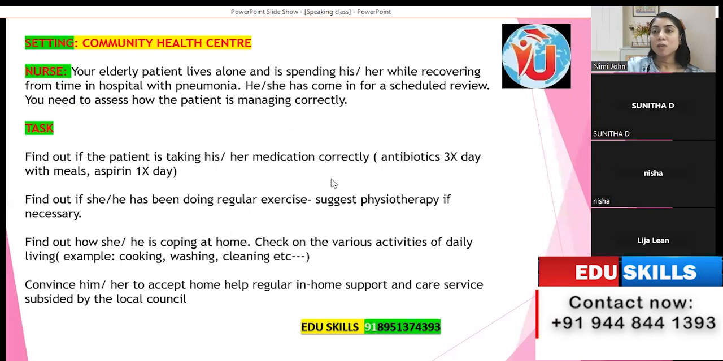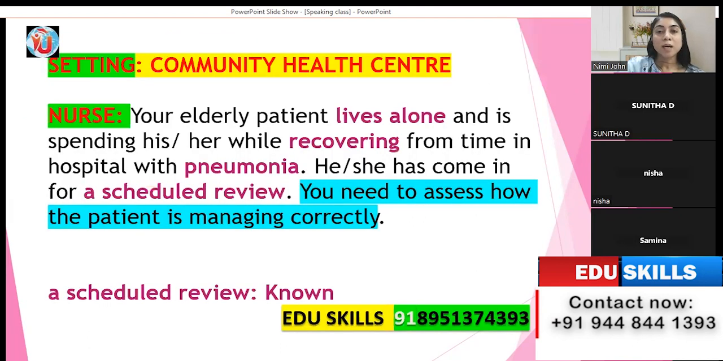So is it a known case or an unknown case? Known case, ma'am. Yeah, this is a known case. Then the tasks are also given. It's the three, find out, and the last one is convince him. So here is the key: how do we know? A scheduled review. So this is a known case.